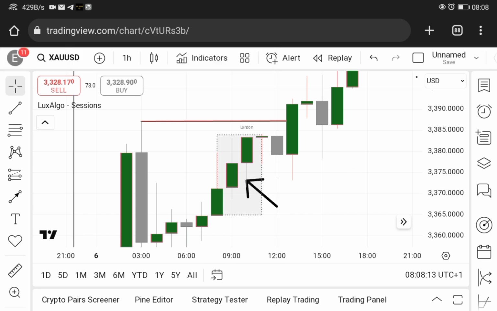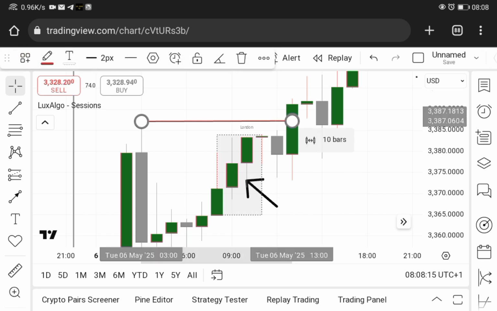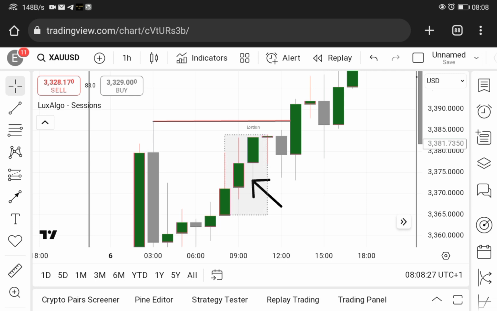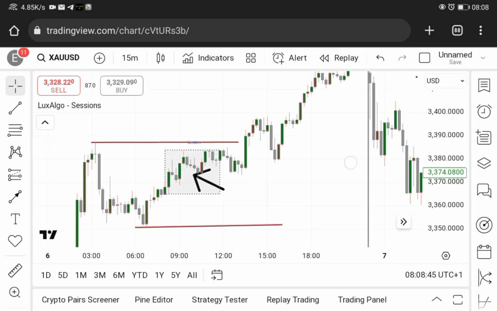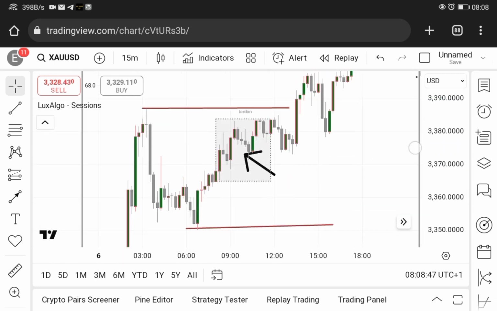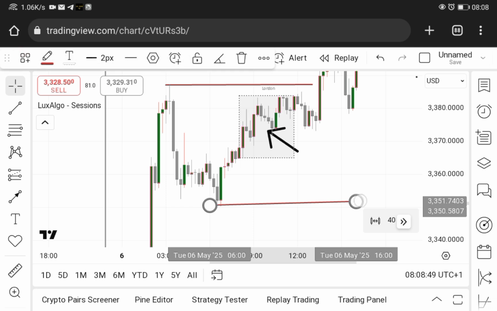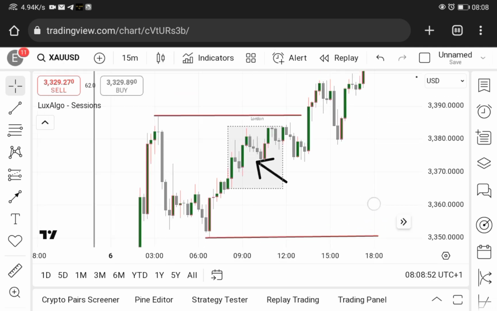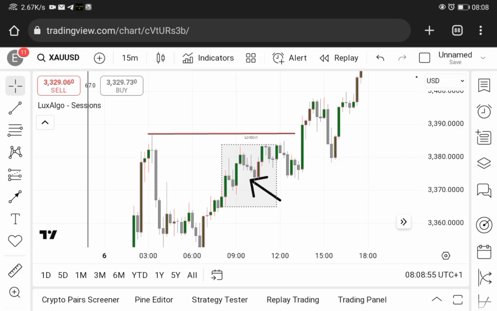After this high got taken, this is now where you should move to your M15. There are things I need you to consider once you go to your M15. So let's go there together. Right here is where I marked. You can see this low here, and you can see the high right here.